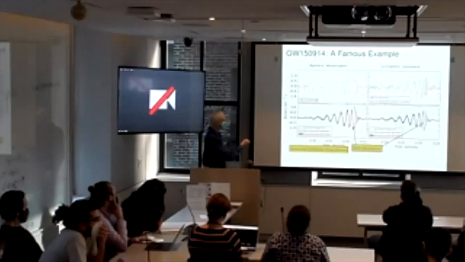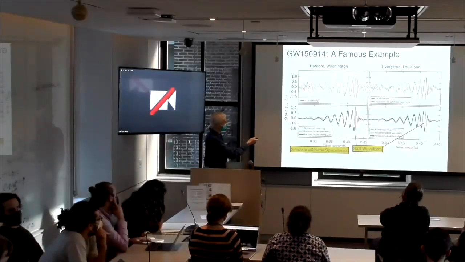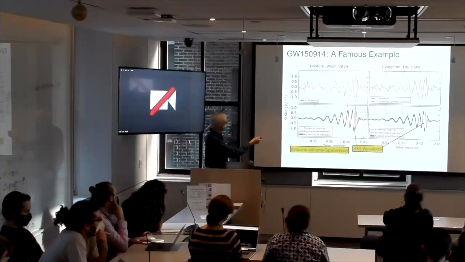And this figure is from the discovery paper. You see this is the waveform, the strain, delta L over L, the fractional change in the arm length as a function of time. And this is at Hanford in Washington, and this is at Livingston, Louisiana.